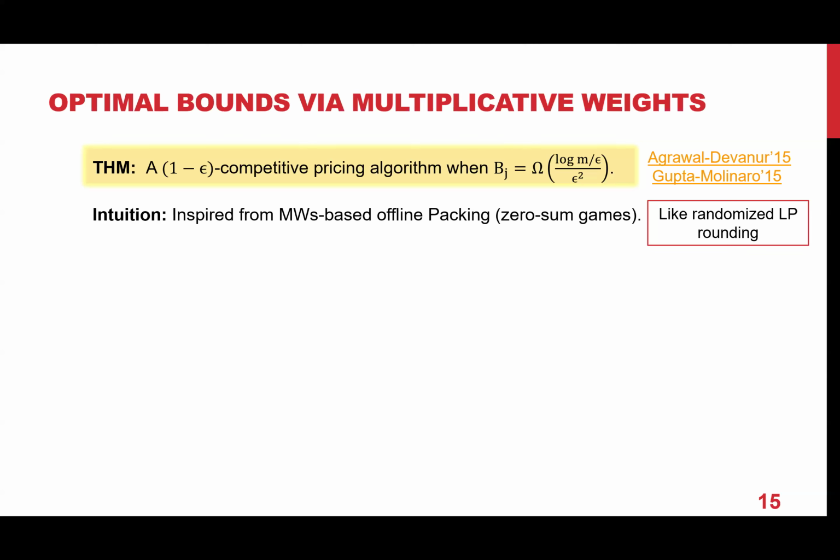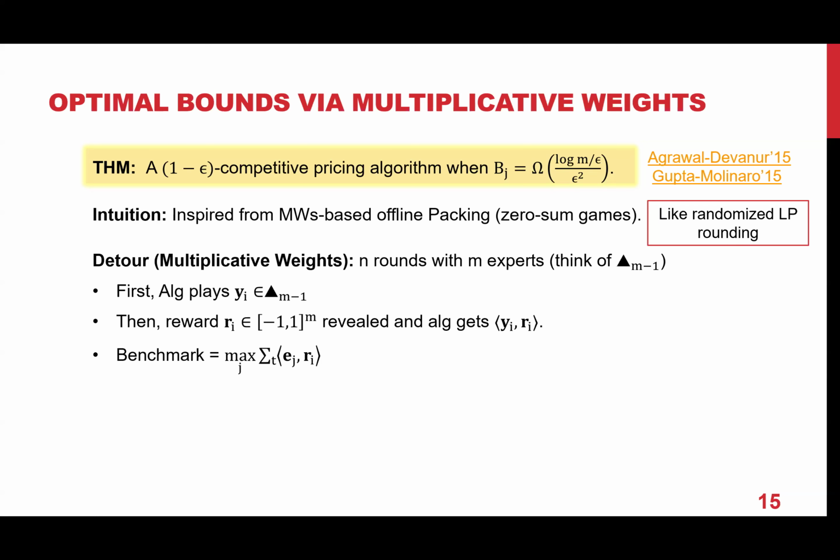So the result we want to prove now is that there is a pricing algorithm such that, as long as the budgets are roughly log M over epsilon squared, I'm going to get a 1 minus epsilon approximation. And this is based on multiplicative weights. Some of you might have seen the use of multiplicative weights for offline packing LPs, how to solve packing LPs fast. So it's based on the same intuition. But okay, let's take a slight detour. What is the setup of multiplicative weights, this online learning setup? It's basically the experts problem.